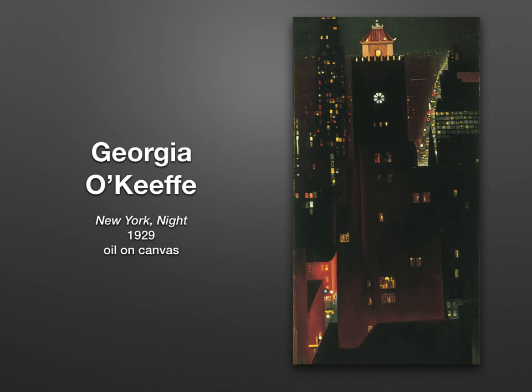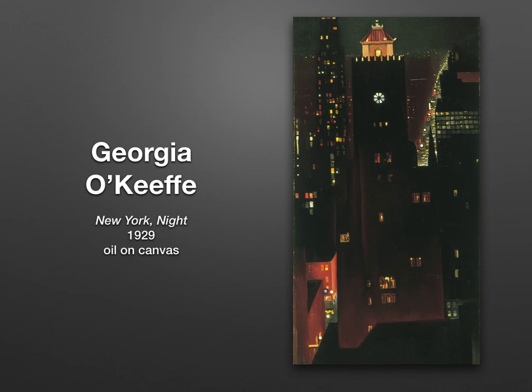We see that in the work here of Georgia O'Keeffe, 1887 to 1986. She was born in Wisconsin, and during the 20s, she was a precisionist. During this time, she was very fascinated with the fast pace of city life. And we see this in New York Night, 1929, oil on canvas. Here we see a cityscape dominated by large buildings, but the buildings are reduced to very simple planes with very simple windows that are lit up.